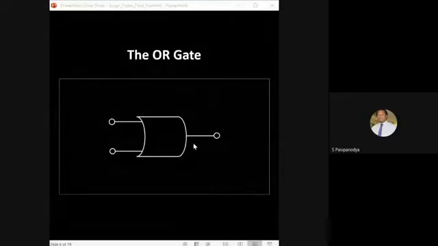So neither input is a 1, so our output remains 0. But if one input is a 1, the output in itself becomes a 1. If both inputs are a 1, the output becomes a 1. If both inputs are a 0, it means that the output in itself also becomes a 0. Is anyone lost?